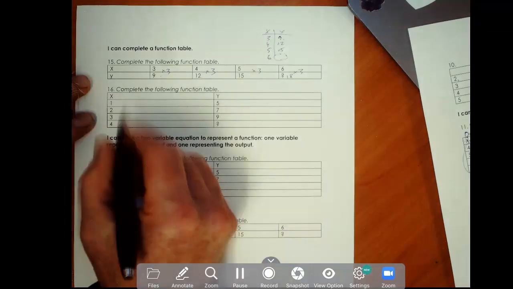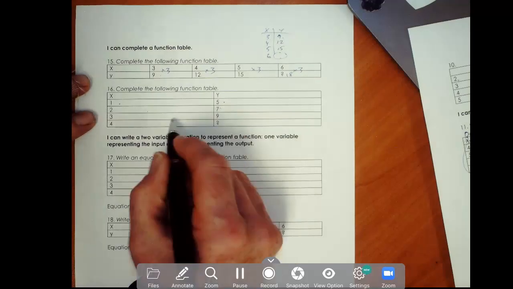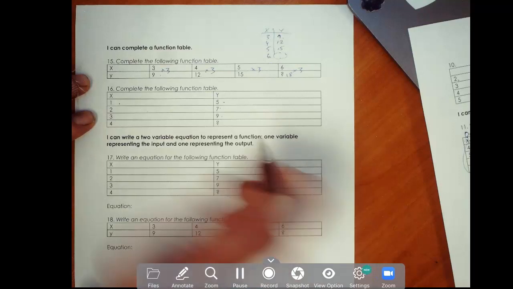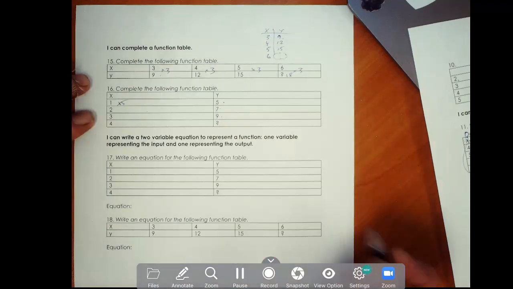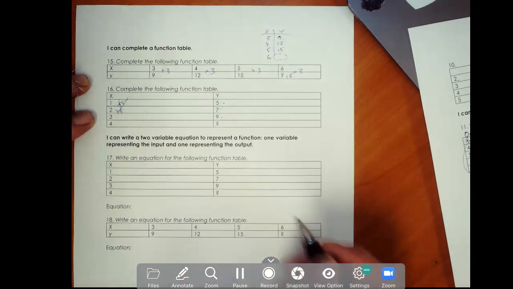Alright, this one, we're going from 1 to 5, from 2 to 7, from 3 to 9. So how are we doing that? Well, let's think about it. What if we took a times 5? 1 times 5 is 5. But 2 times 5 is not 7. So that's not going to work.